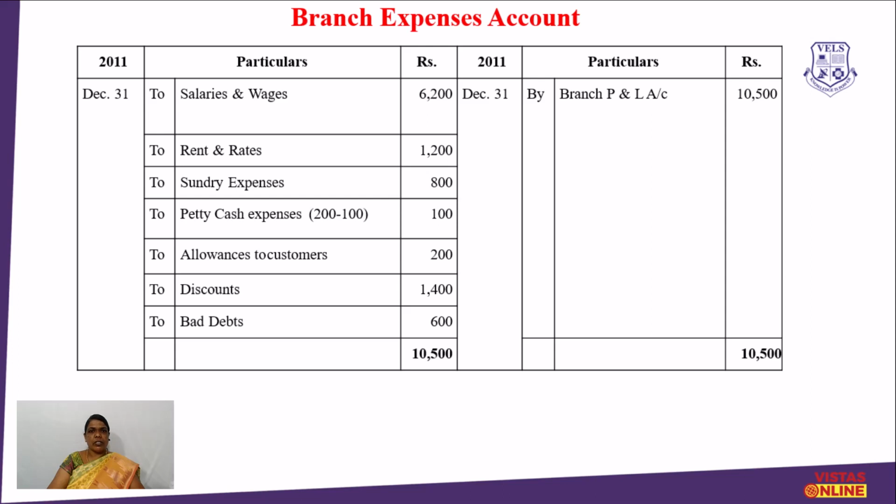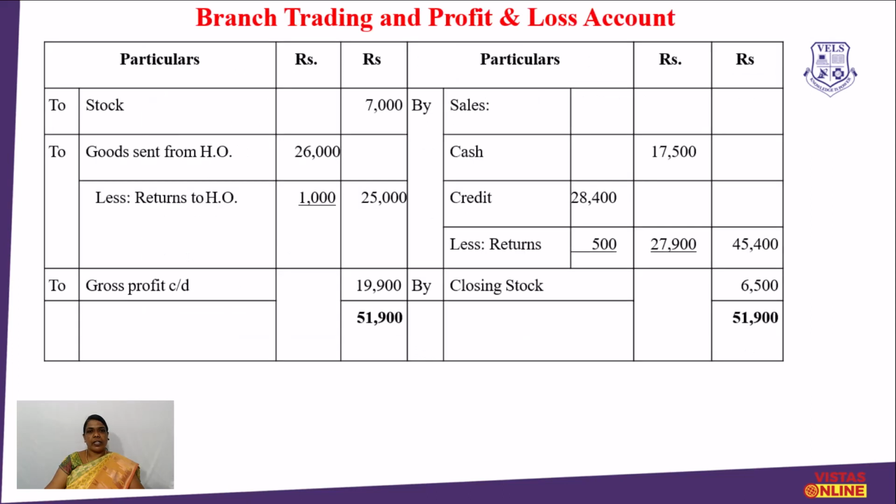Okay. Total amount 6,200 plus 1,200 plus 800 plus petty cash expenses 100, allowances 200, discount amount 1,400 plus bad debts 600. You will get 10,500. This 10,500 we are going to transfer to the branch profit and loss account. Okay. You just equalize both sides. 10,500, 10,500. On the credit side we will write: by branch profit and loss account 10,500.